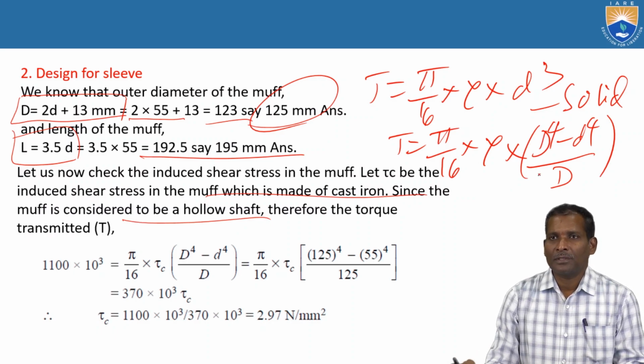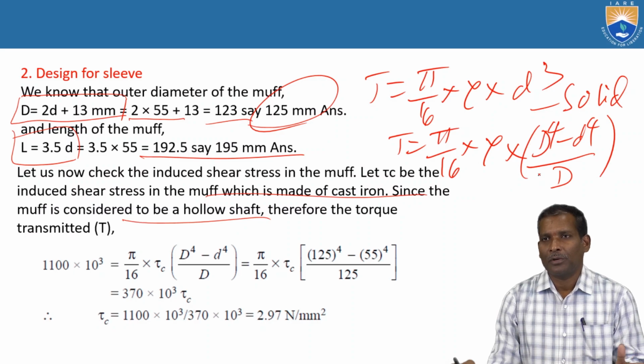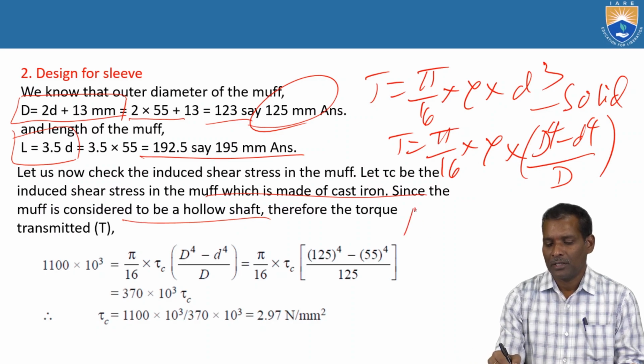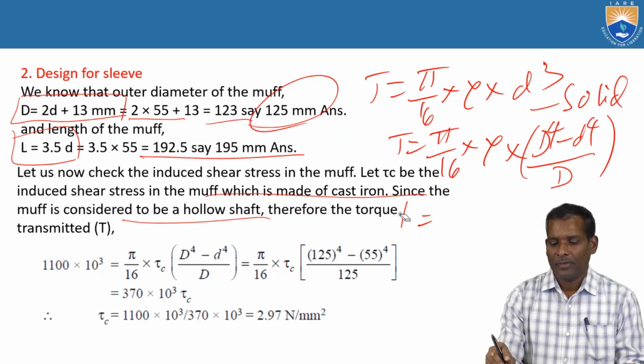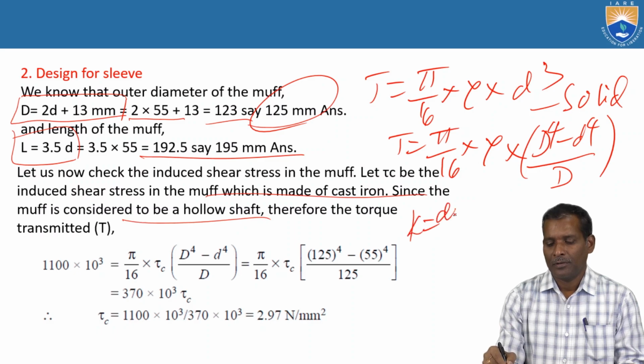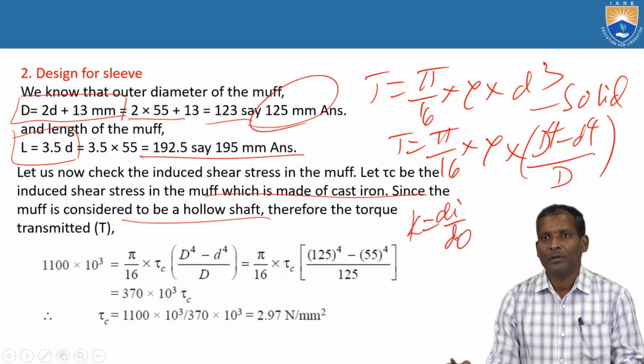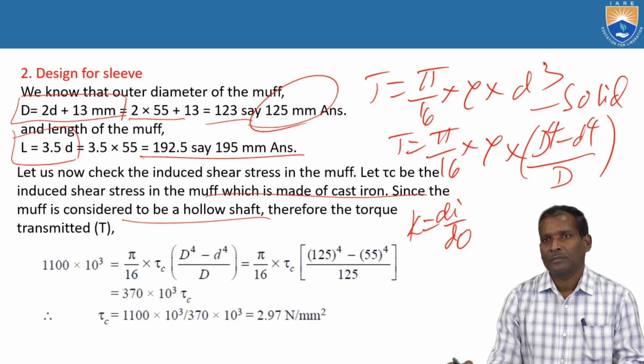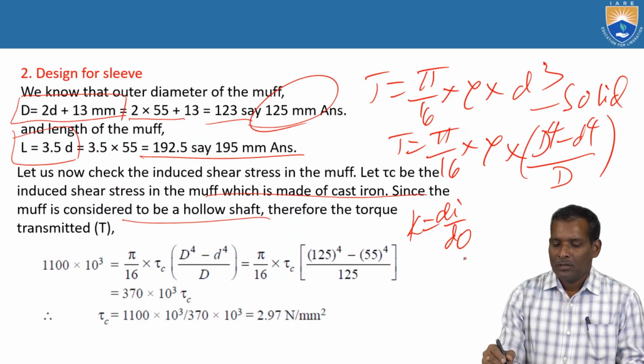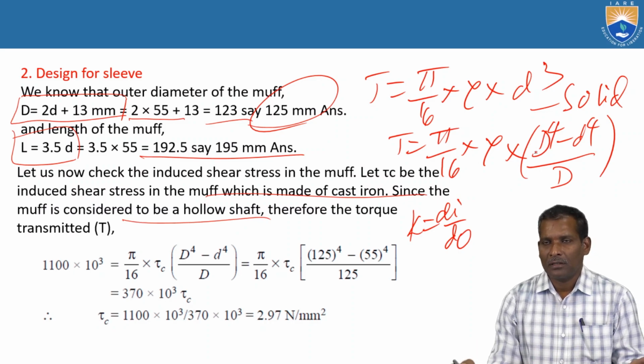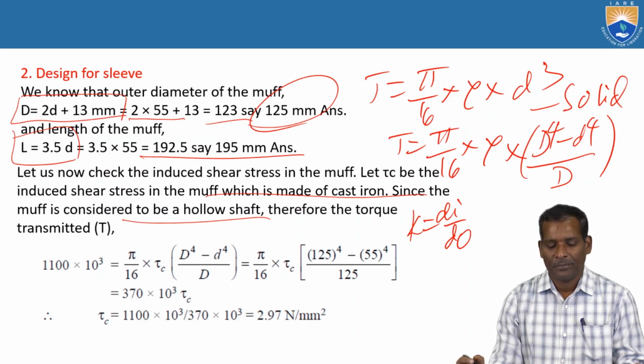You may write it in terms of ratios also, inner diameter to outer diameter. For simplification, you may use the K value also. K is equal to di by do, inner diameter to outer diameter. Here the outer diameter is the muff outer diameter, and small d is the shaft diameter. All values we have already calculated in previous steps, so substitute those values in this equation for checking.